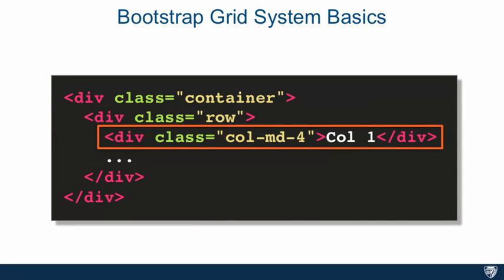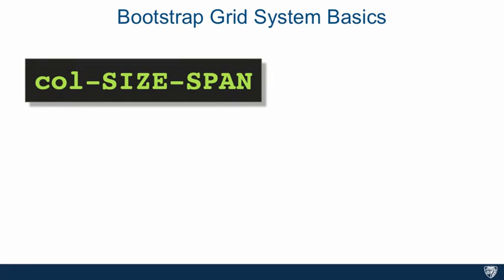You've seen this type of column class definition in our lecture on responsive design before. So in terms of how Bootstrap defines it, let's go ahead and take it apart. Every Bootstrap column class is defined using this template. It's col for column, dash size, and then dash span. And let's go over the two components of this template.